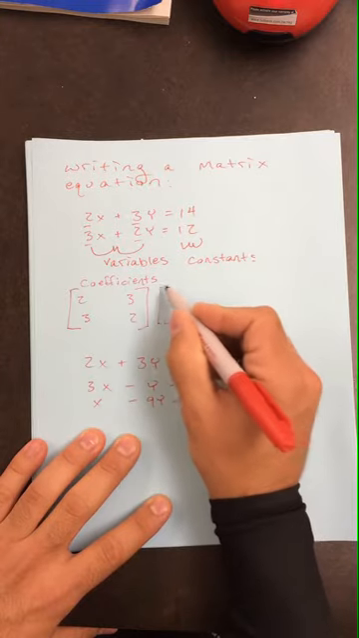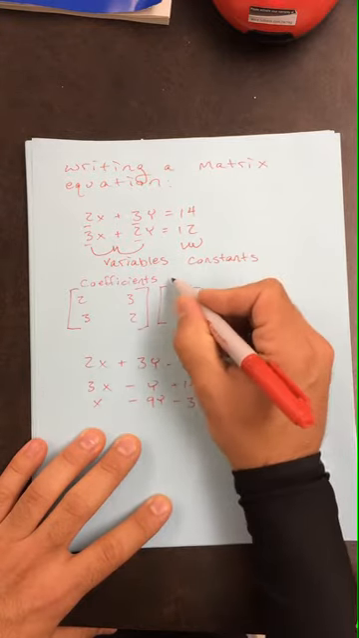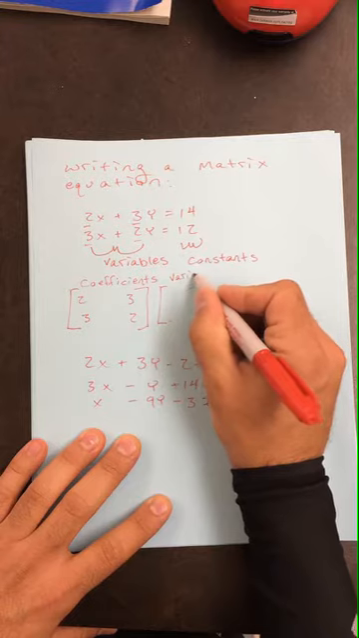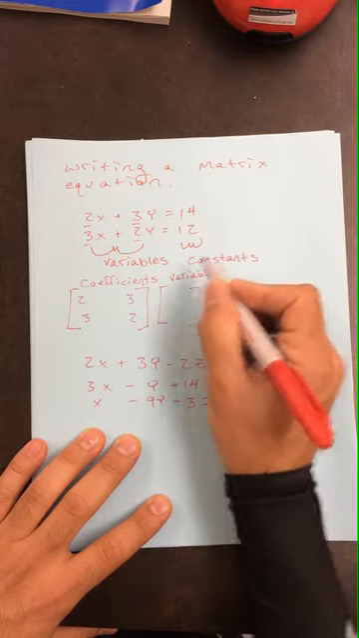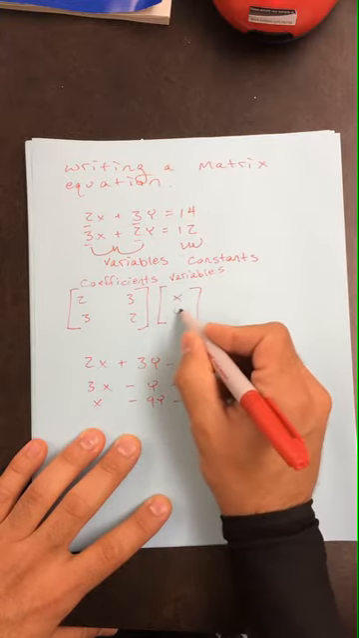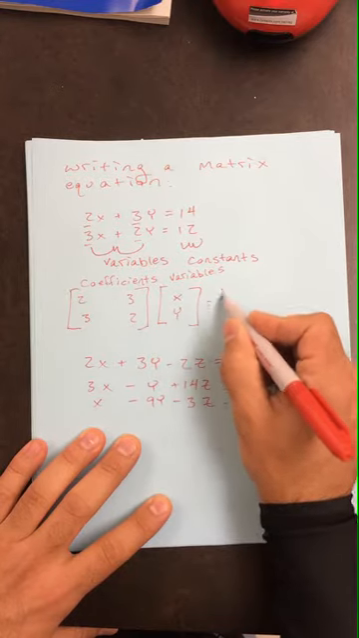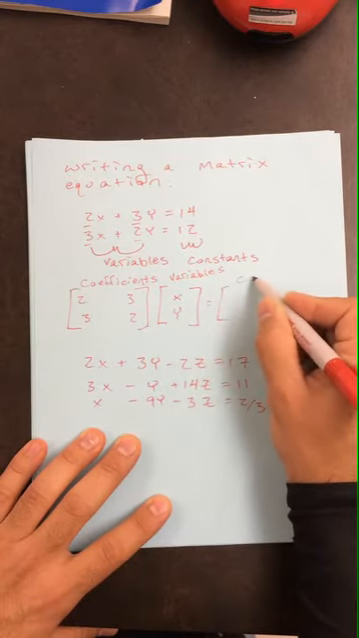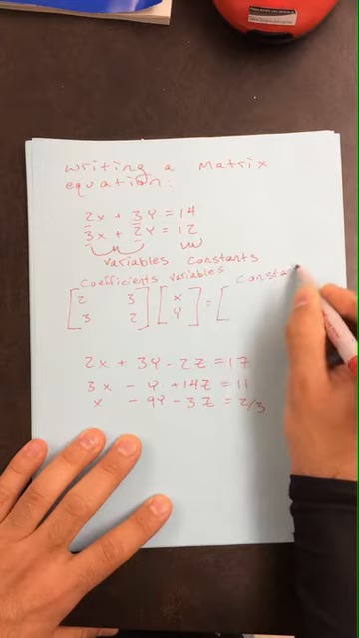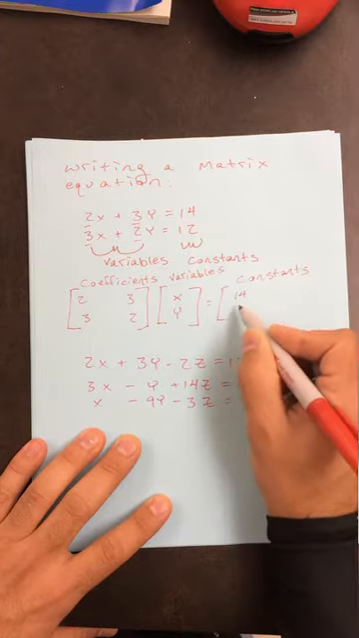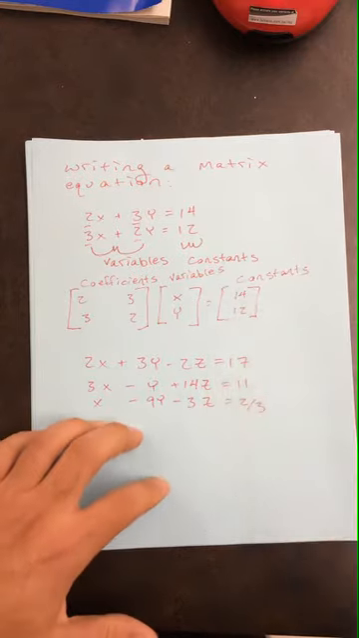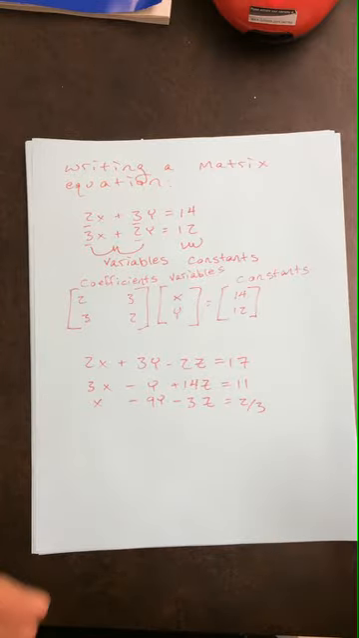Then you're going to multiply that by another matrix. The second matrix are going to be your variables, which in this situation is going to be x and y. And the third matrix is going to be your constants, which are 14 and 12. Now you've written the matrix equation and you're done.